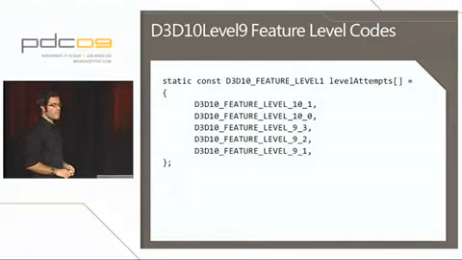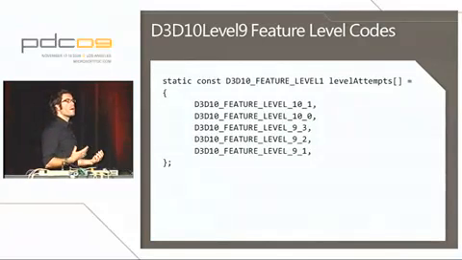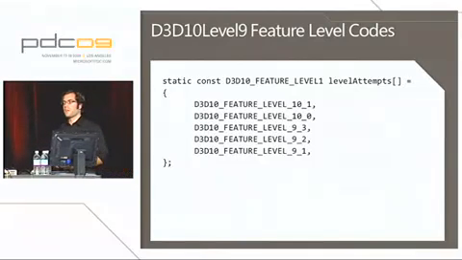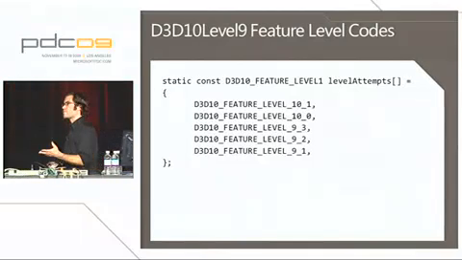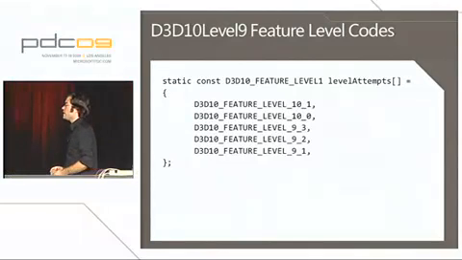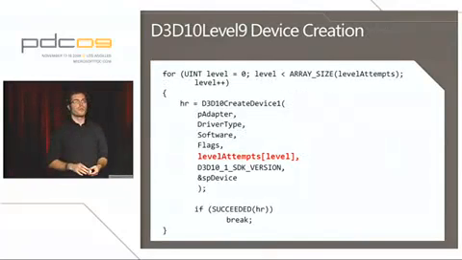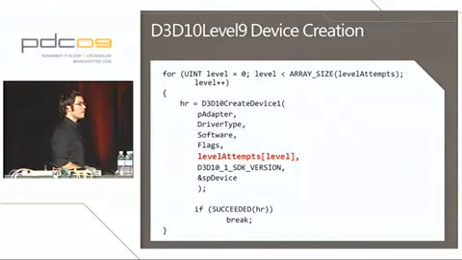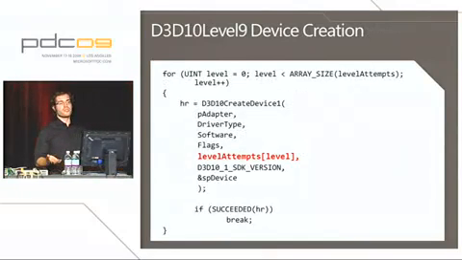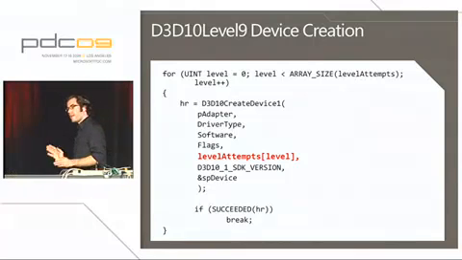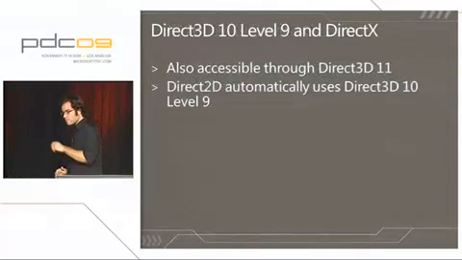The first thing we need to do is create an array that says every possible feature level that we might be interested in. And I do this in descending order. So the first one in the list is the best one I possibly want, and then all the way down to the least. So we have this array. It's called level attempts. How do we use it? Well, we can loop through create device. Create device will fail if you provided a feature level that the graphics card can't support. So this is pretty straightforward. I just roll through until I get one that works. Once I get one, I'm great. Break out, and I have my device, and it's ready to go.